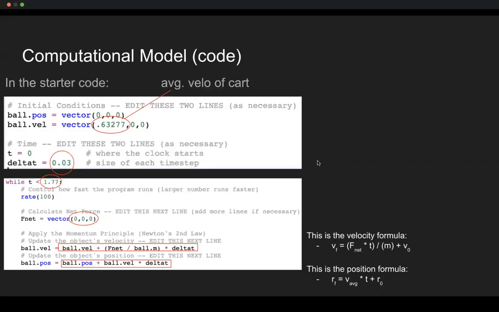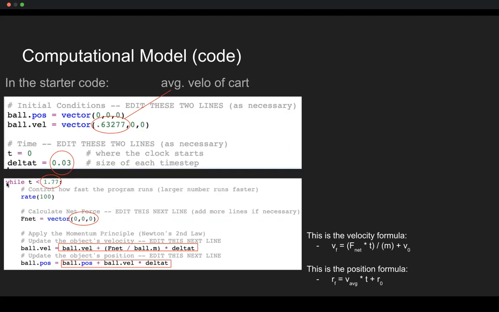That is what we compared to this computational model. We were just given starter code, and all I did was edit it to pertain to this experiment. I took the average velocity of the cart from the tracker app and changed it into this. So in the online experiment, it's going to start with this velocity. I also changed the delta t so I would have fewer data points, because if I didn't, there would be 177 data points. So I changed that to 0.03, so every 0.03 seconds it tracked it.